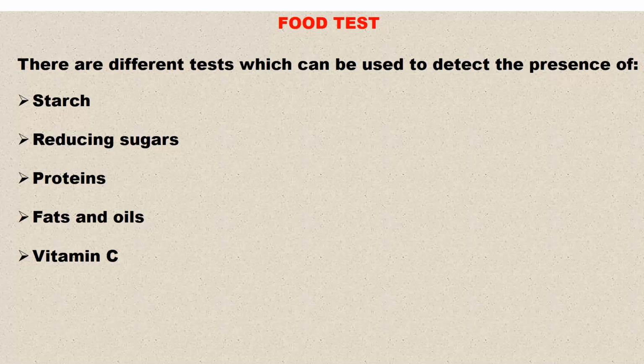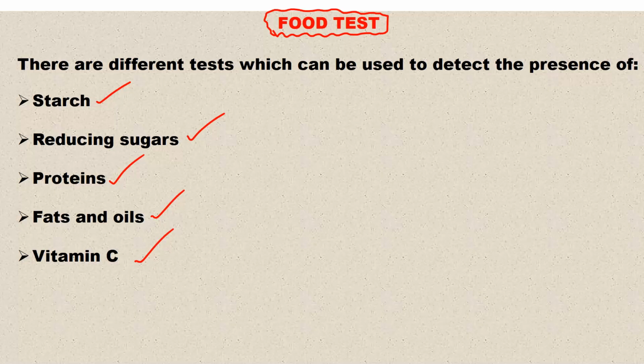Now we have looked at the three molecules. It's very important that we now look at food tests. When you talk of food tests, it is just the test carried out to find out what nutrient the food or the sample contains. So there are different tests which can be carried out to detect the presence of nutrients. We can test for starch, reducing sugars, proteins, fats and oils, or vitamin C. So these are the food tests that we are going to carry out. This is very important as you learn this part, and also as you prepare for paper 6.